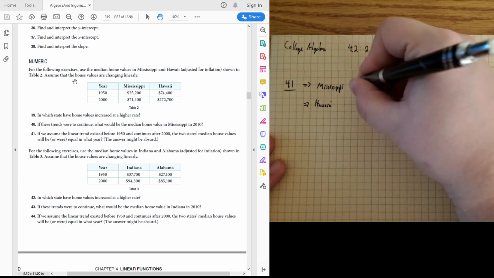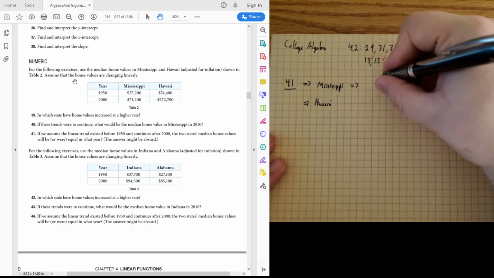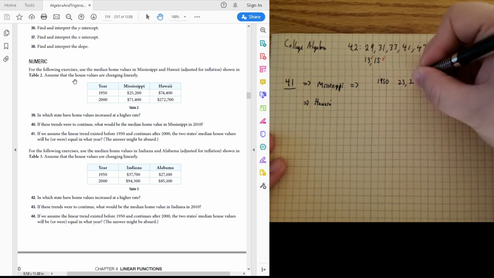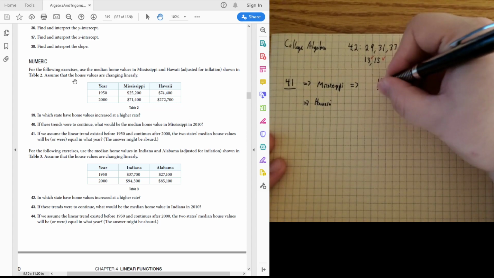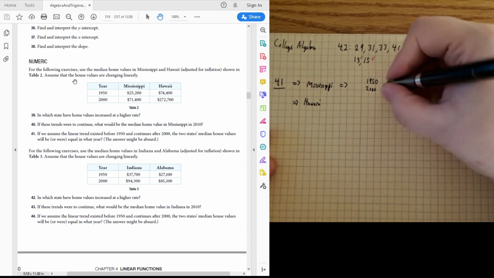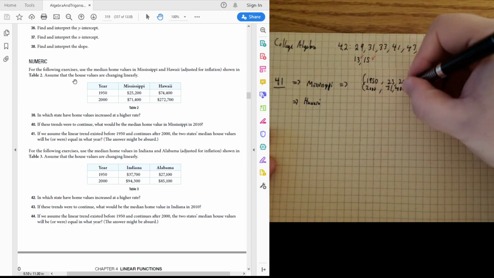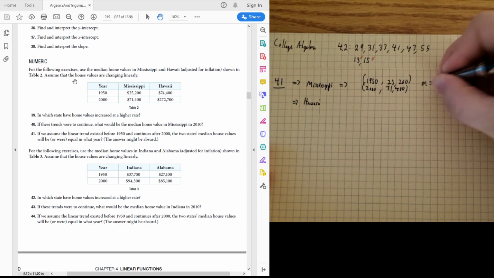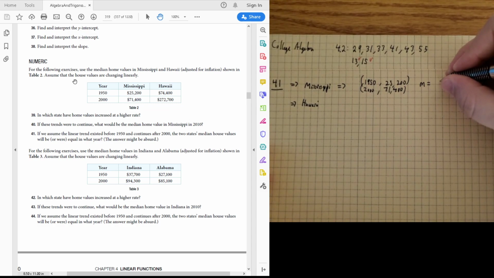For Mississippi, notice that I'm given 2 points. I'm given the year 1950 and we have 25,200. And the year 2000 as 71,400. Okay, so this is going to be my x value and my y value. And now I can start determining my rate of change. So my slope, m, is equal to y2 minus y1, so 71400 minus 25200 over 2000 minus 1950.